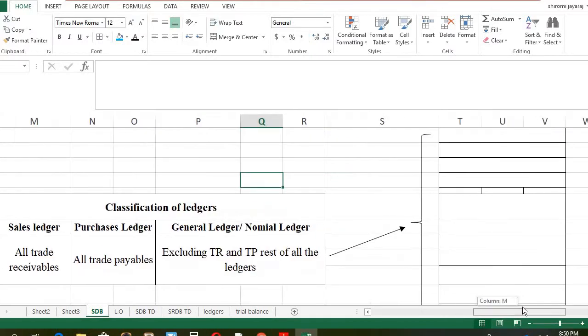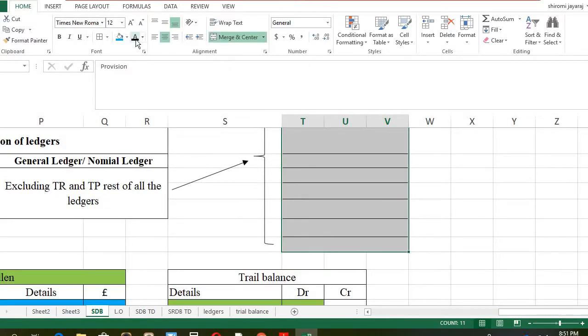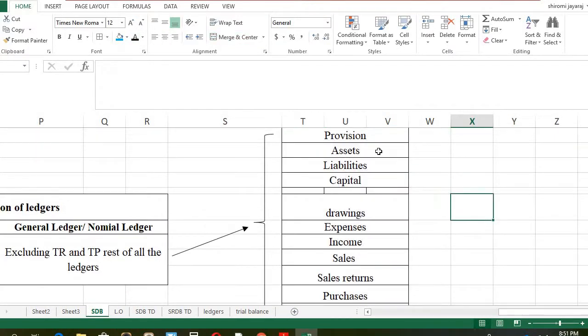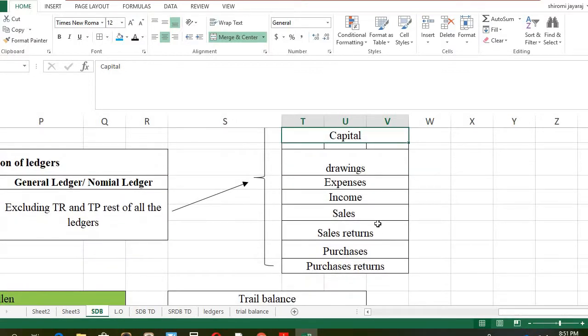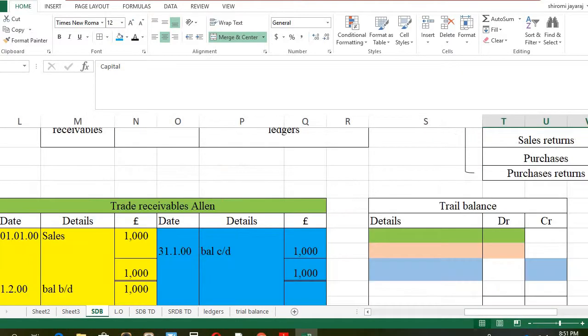So what are these rest of the accounts which come under general ledger or nominal ledger? Let's have a look at a few examples which I have listed here, like provisions, assets, liabilities, capital, drawings, expenses, income, sales, sales return, purchases, purchases returns. These are a few examples which fall under the category of general or nominal ledger.